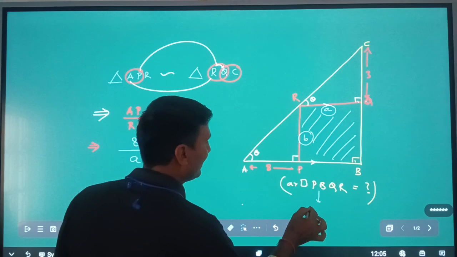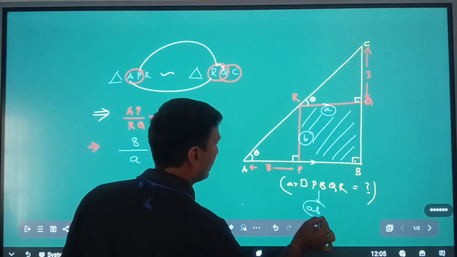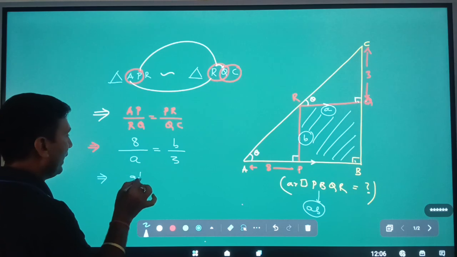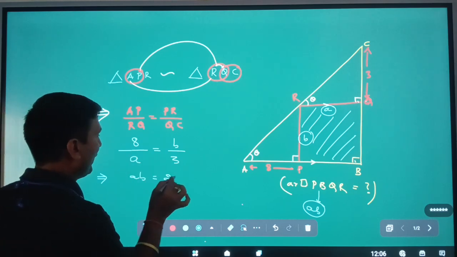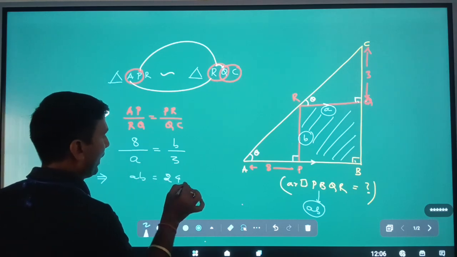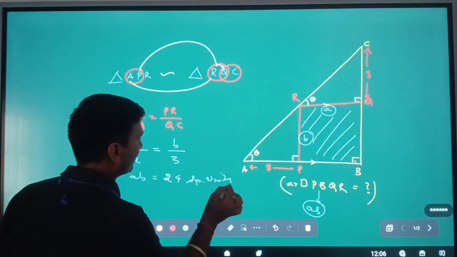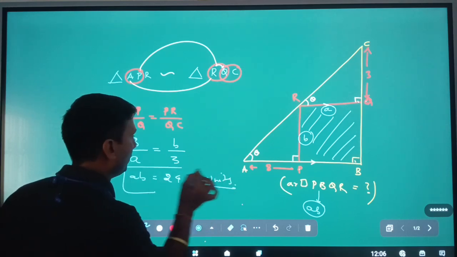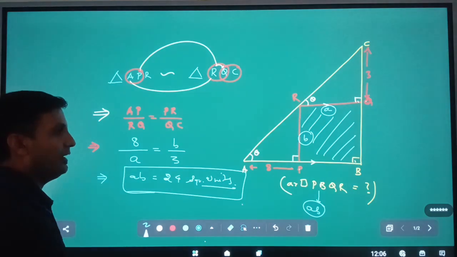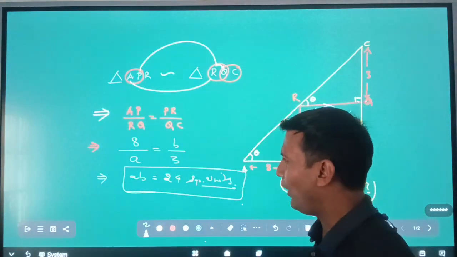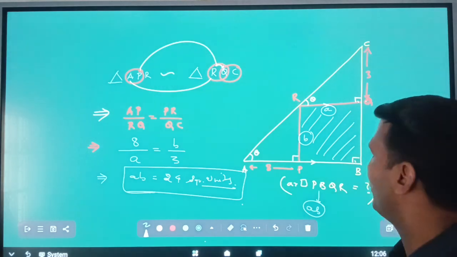So basically in this question we have to find out the value of A into B, and from this relation we are getting AB is equal to 24 square units. As no units have been given, we will write square units because area is always expressed in terms of square units. So what is the trick that we can develop from here?